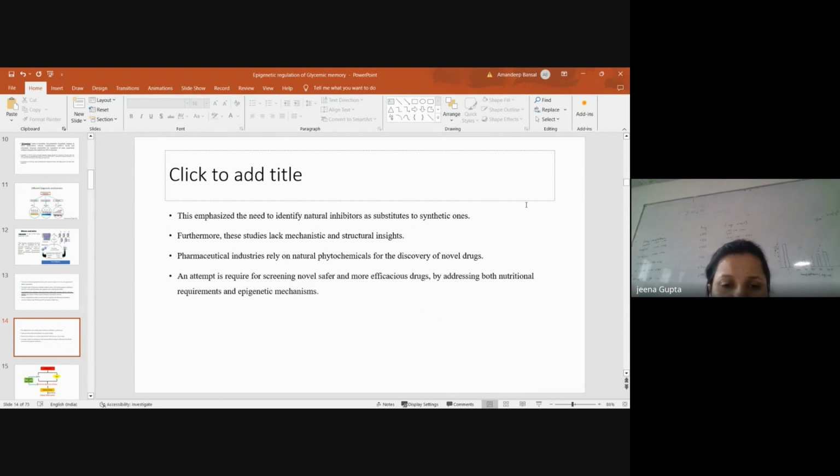Most of the studies reported before lack mechanistic and structural insights into how the ligands interact with the protein and how they regulate gene expression. Also, natural products act as lead compounds for the pharmaceutical industry so that they can be developed further as novel drug candidates. Many medicinal chemists are working on natural compounds. They can modify the basic nucleus of the natural compounds to improve their activity against certain diseases.